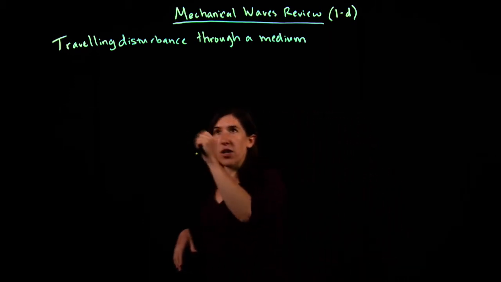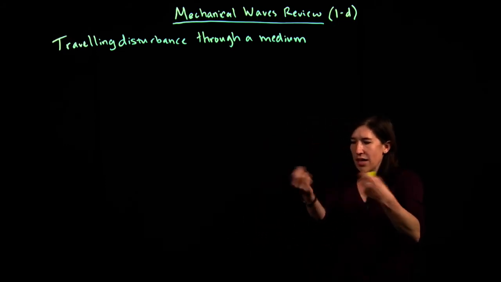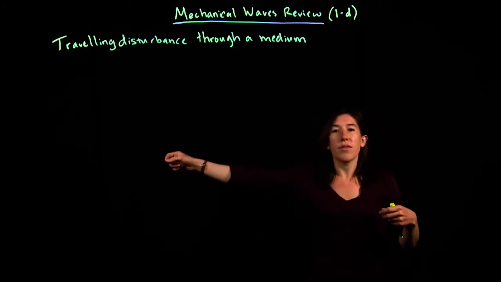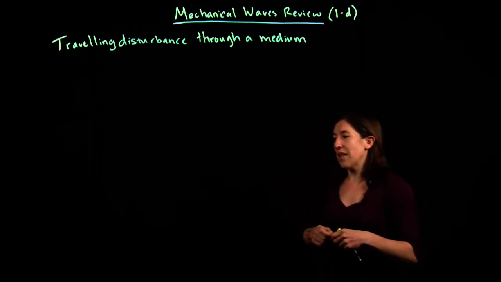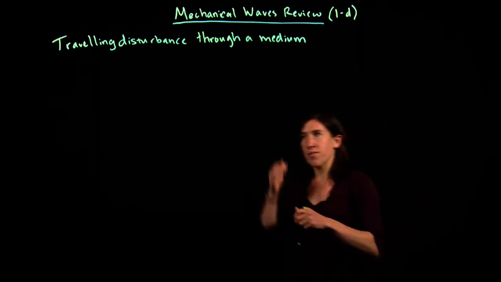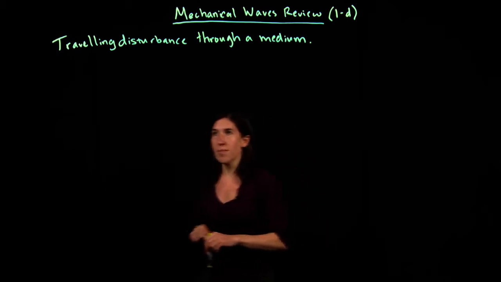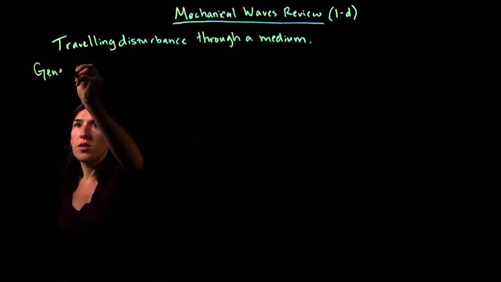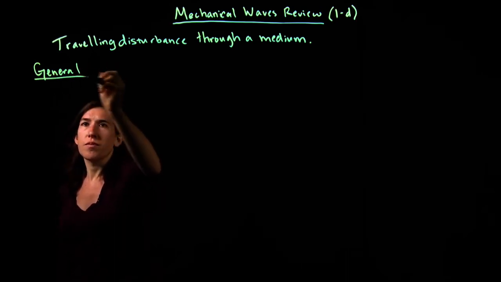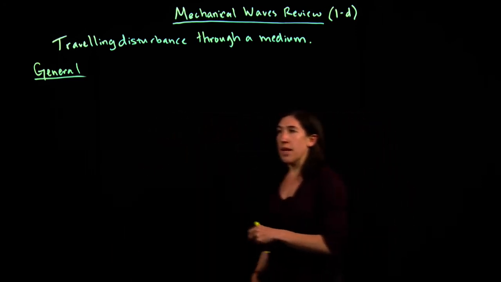Mechanical waves are traveling disturbances, again, because if you send a pulse down a string, the individual particles in the string aren't really moving a great distance. It is just the disturbance that is traveling through the string. So mechanical waves are basically a traveling disturbance through a medium. I'm first going to give some general properties, things that would apply to any mechanical wave.